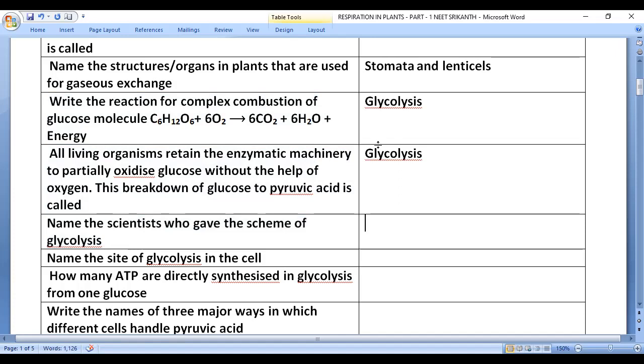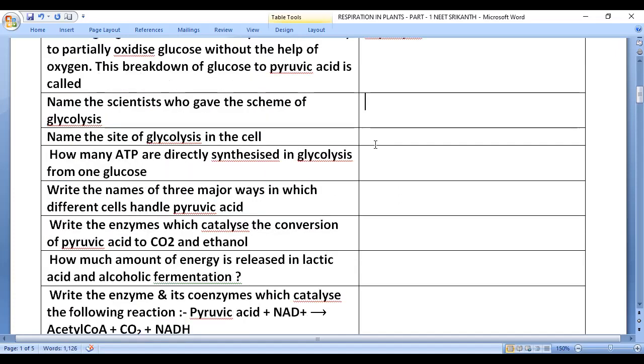Name the scientists who gave the scheme of glycolysis. Gustav Embden, Otto Meyerhof, and J. Parnas. Name the site of glycolysis in the cell. The site of glycolysis in the cell is the cytoplasm.